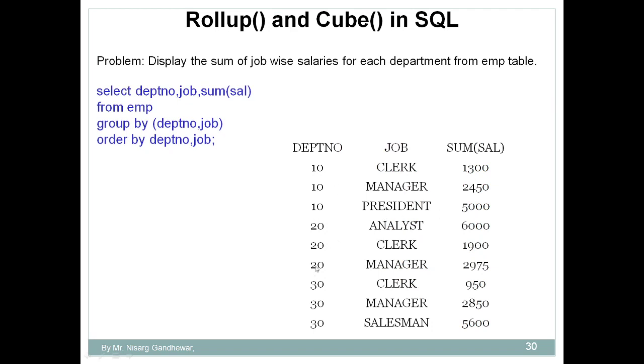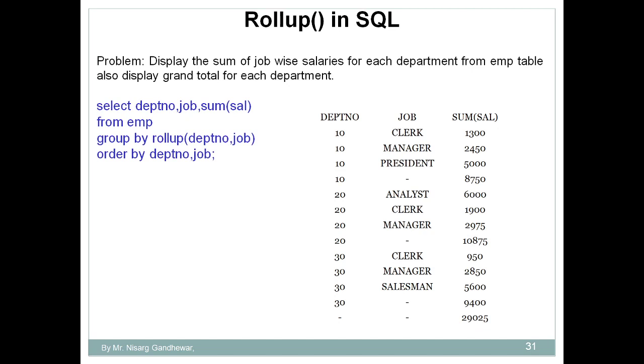After department number 20, I know that in department number 20 three different jobs are there: analyst, clerk and manager. So I want to display the sum of all these three also, and finally for department number 30 also. So whether this particular query is giving me that? No. So for that purpose I need to make use of rollup function.